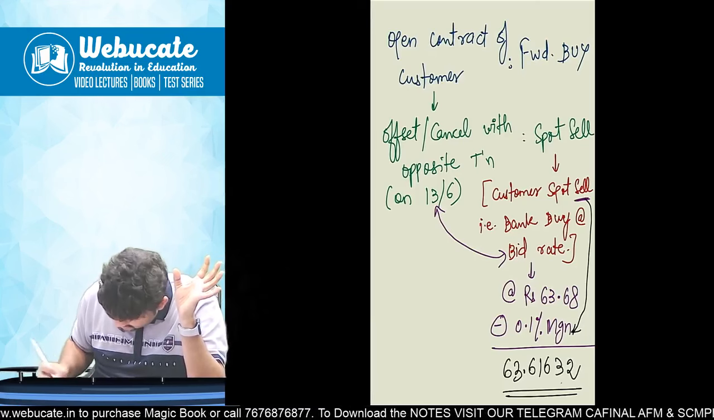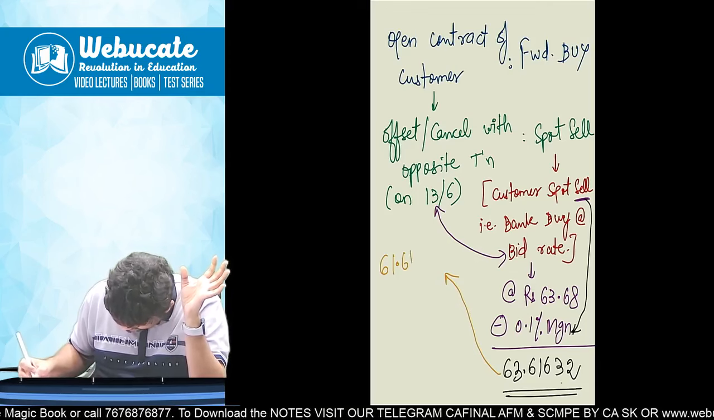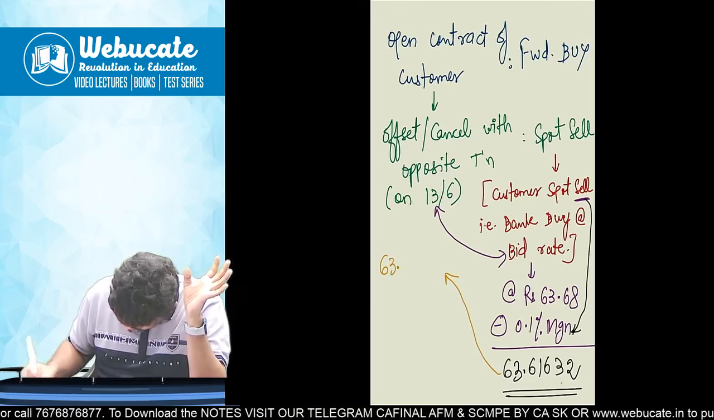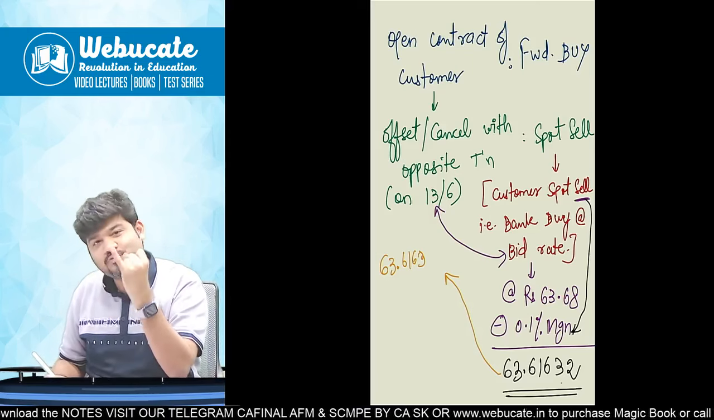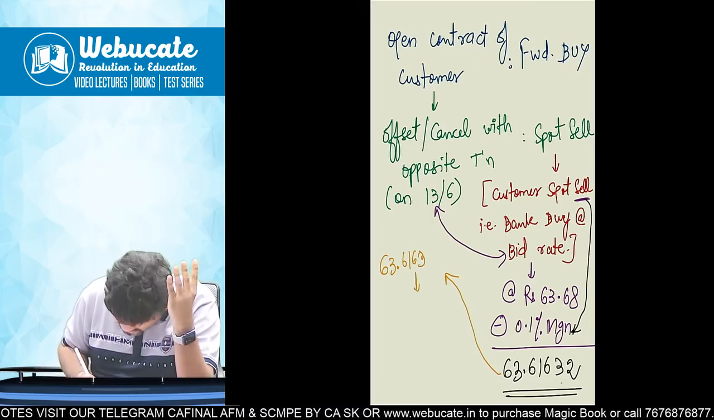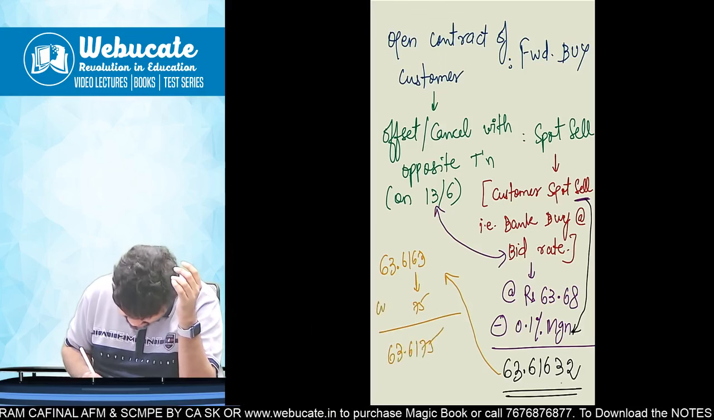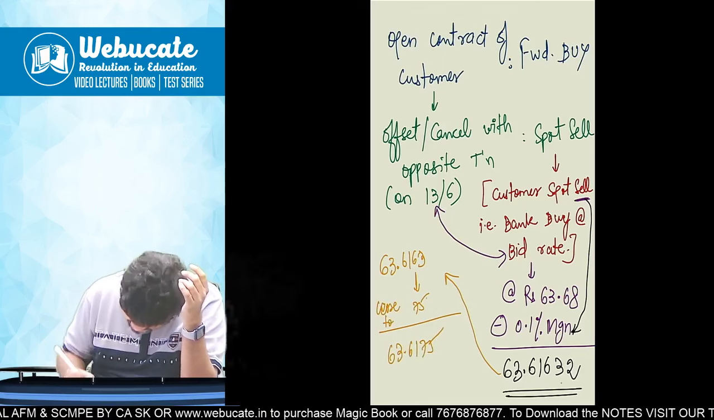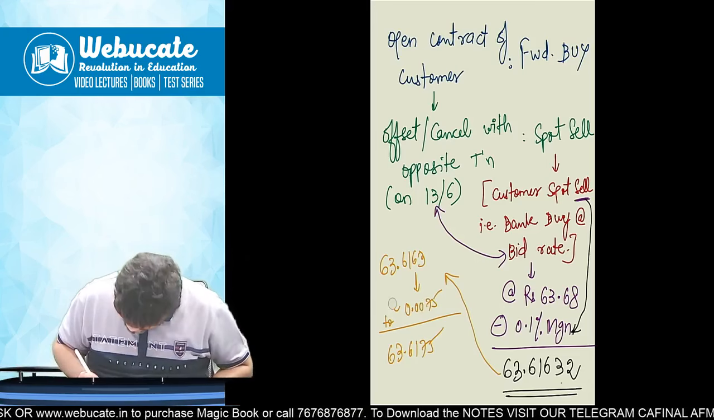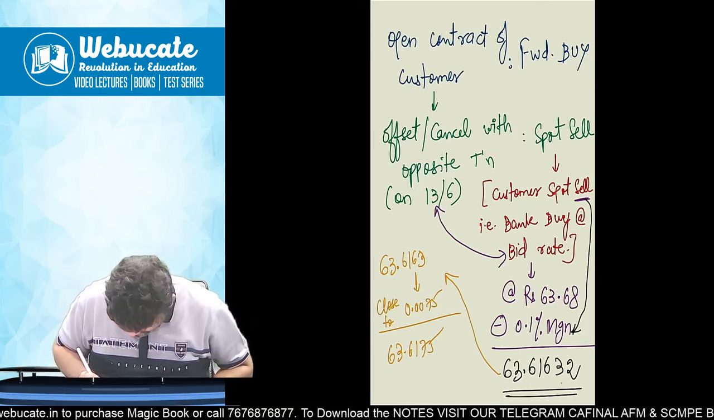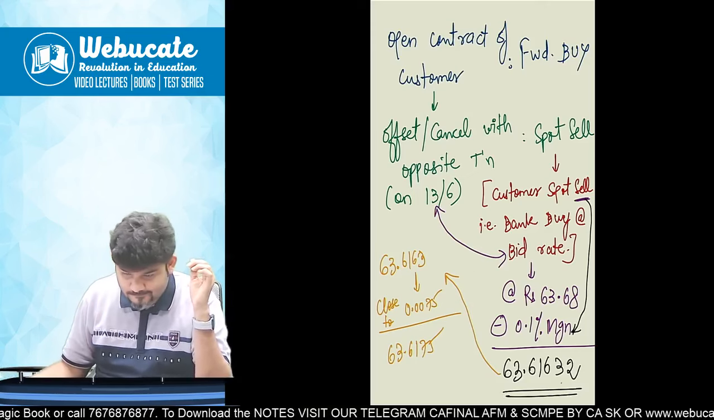So what is happening here? 63.6163, right? Now multiple of 0.0025 means either 0.0025, 0.005, 0.0075, or 0.010. So this is closest to 0.0075. So the final answer will be 63.6175. Done.